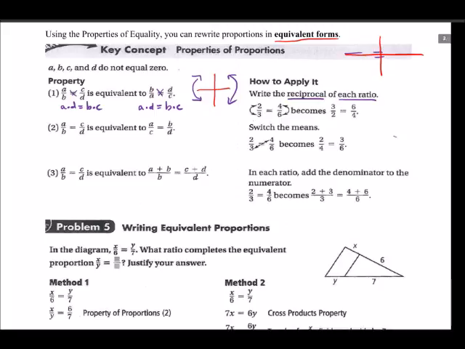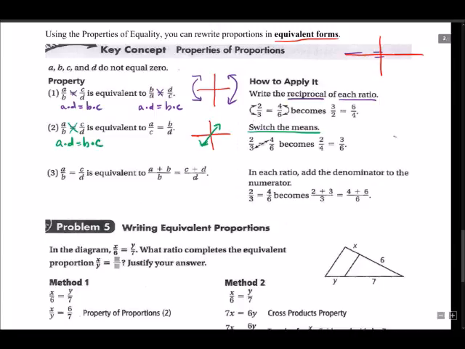Okay, let's look at the next property. In this one, we switch the means. Which ones are the means? Those are our middle ones. All right, so in our foursquare here, I'm switching these two pieces. Now you might think, hey, that's going to change everything. But here we have A is to B equals C is to D. So when I cross multiply, I get A times D equals B times C.